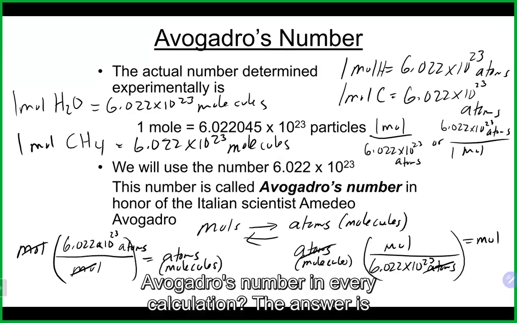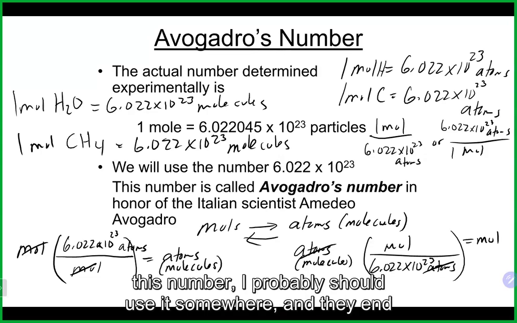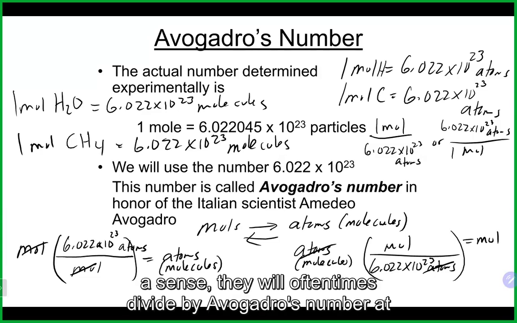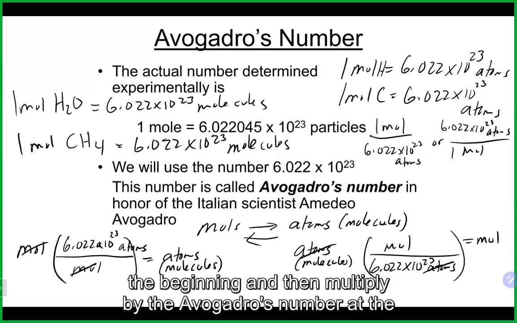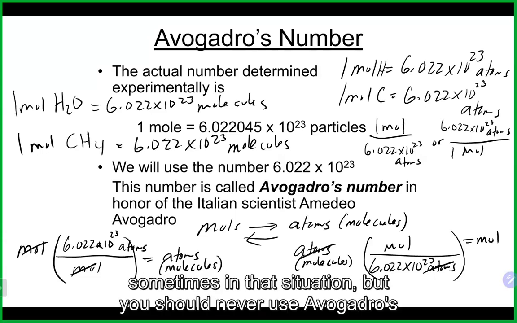Should you use Avogadro's number in every calculation? The answer is definitely not. And what happens is a lot of people go, I learned this number, I probably should use it somewhere. And they end up using it wrongly, but hopefully wrongly correctly in a sense. They will oftentimes divide by Avogadro's number at the beginning and then multiply by Avogadro's number at the end, which cancels each other out. You actually get okay sometimes in that situation.